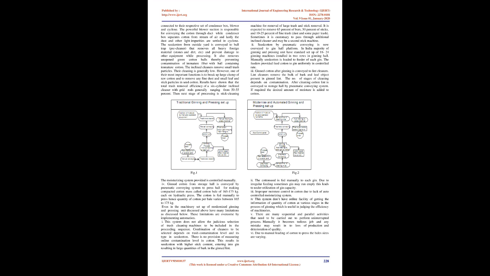Connected to their respective set of condenser box, blower, and cyclone. The powerful blower suction is responsible for conveying the cotton through the duct, while the condenser box separates cotton from the stream of air, and lastly the dust and other light impurities are settled in the cyclone.